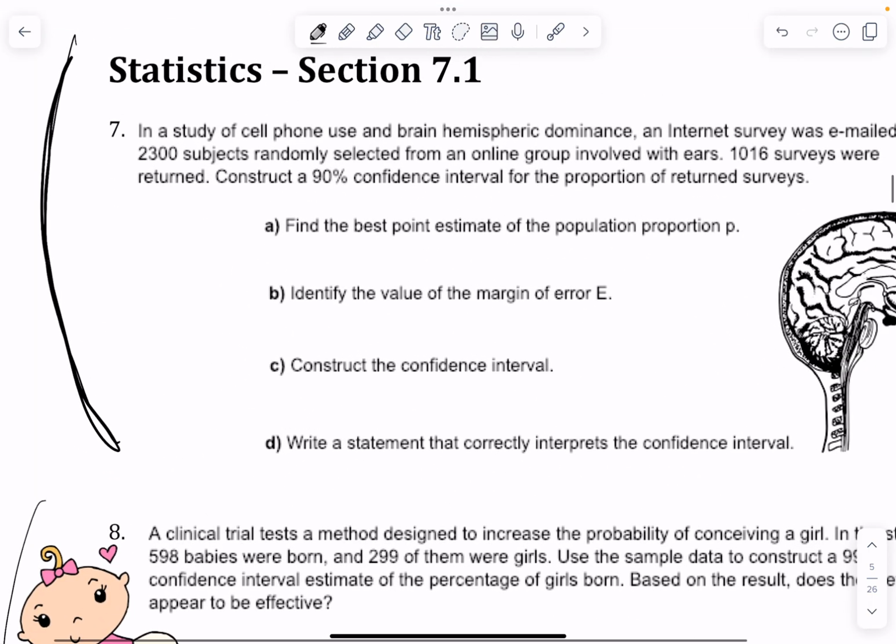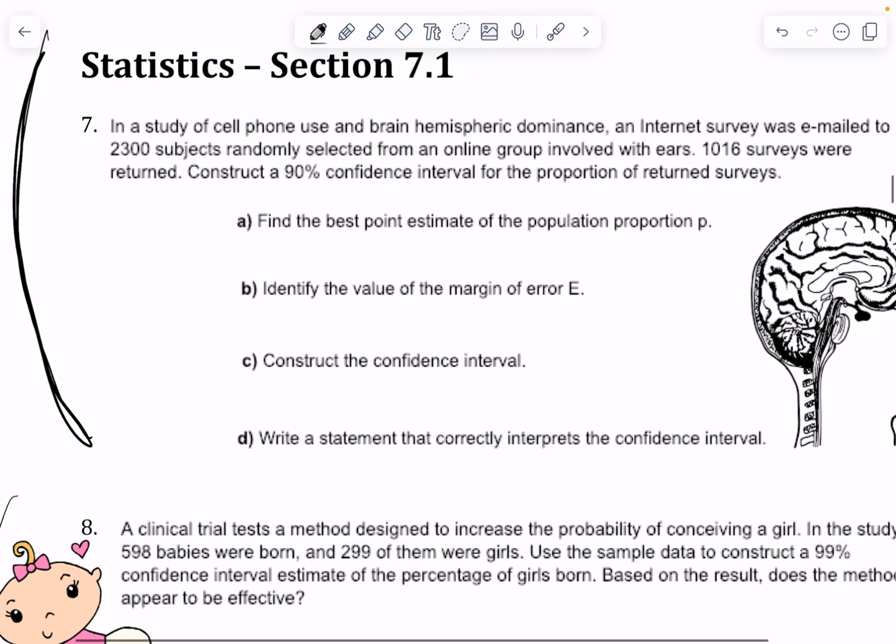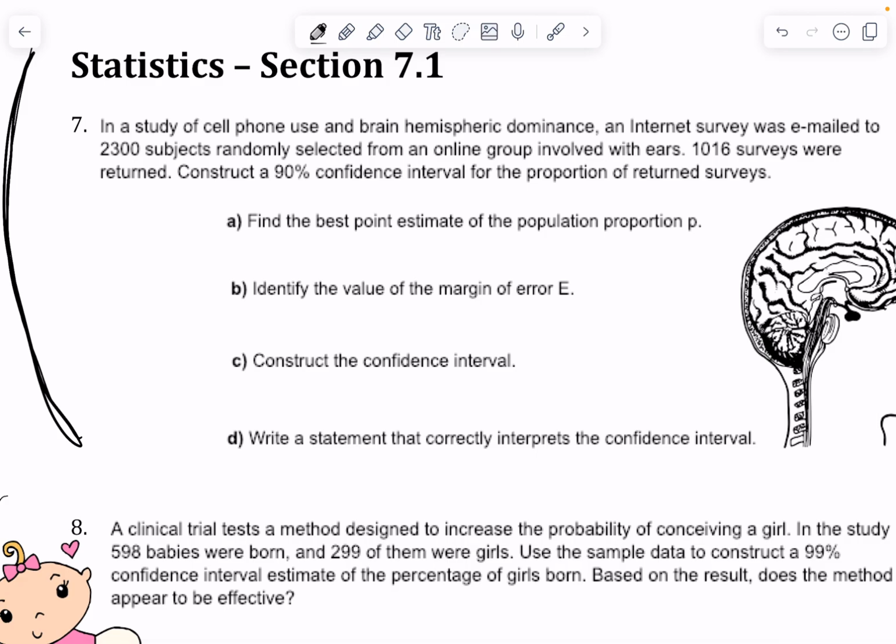Okay, so this one says, in a study of cell phone use and brain hemispheric dominance, an internet survey was emailed to this many subjects. Okay, hold up. That's how many were emailed. It says this many surveys were returned. Construct a 90% confidence interval for the proportion of returned surveys.